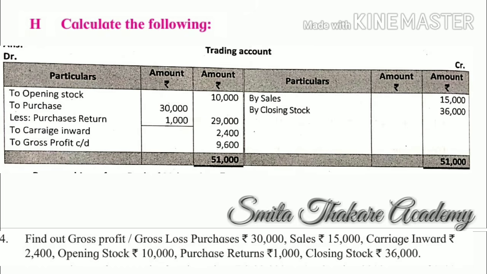अभी आपको account balance करना है. You are supposed to balance the ledger account. In this case, credit side is heavier. Take the total of credit side, that is 51,000. Write the same amount on the debit side, 51,000. उसमें से बाकी सभी expenses आपको deduct करना है, minus करना है, that is 10,000, 29,000, 2,400 minus करने के बाद balance बचेगा, that is known as a gross profit. So in this case, there is a gross profit of 9,600.